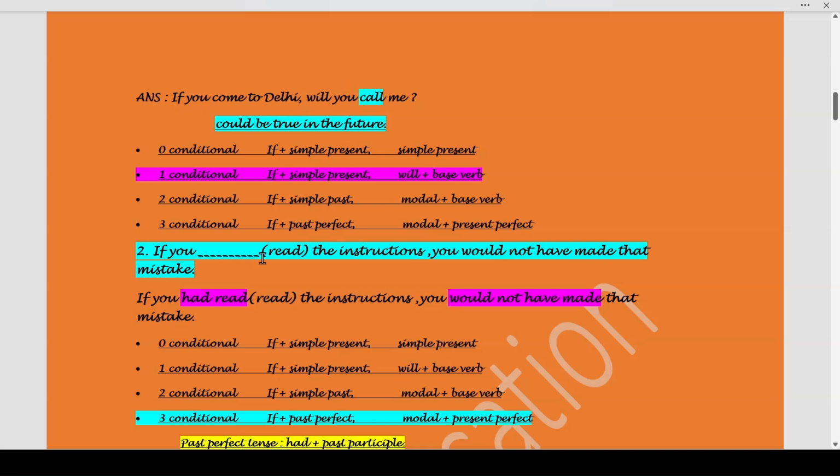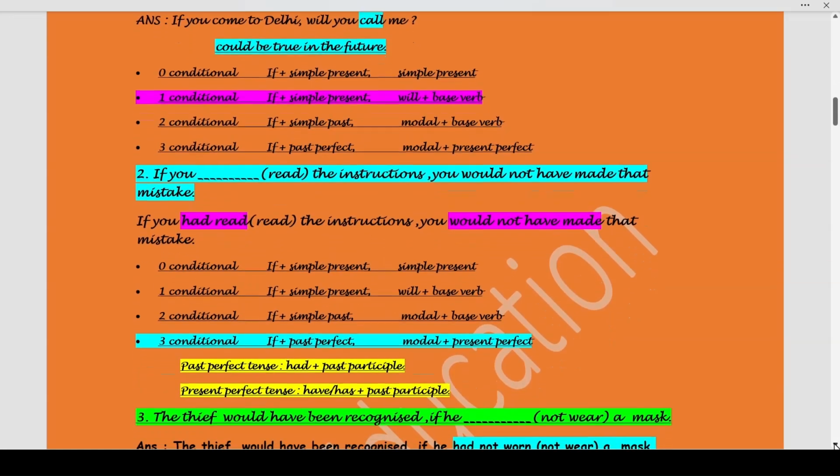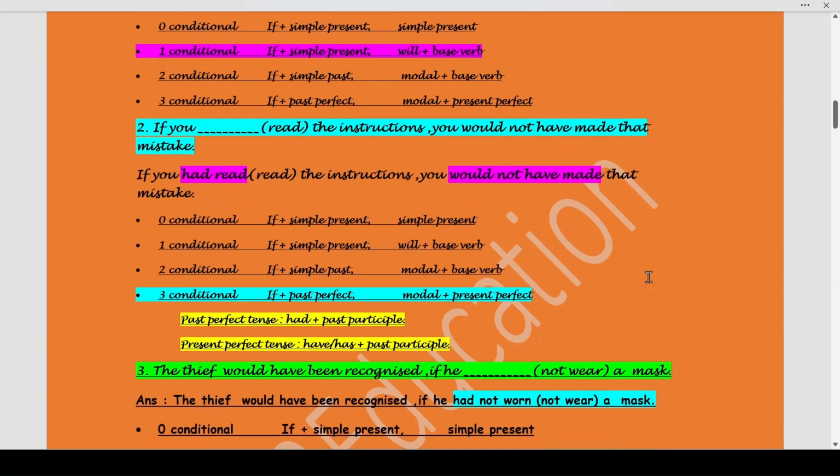Now, if you dash read the instructions, you would not have made that mistake. Now students, read the sentence carefully. What are you trying to identify over here? First part of the sentence, if you read the instructions, it doesn't make sense. You would not have made that mistake. Now, what are we identifying in the second part of the sentence? We are identifying two things, would and have made.